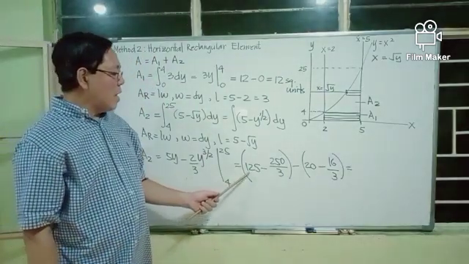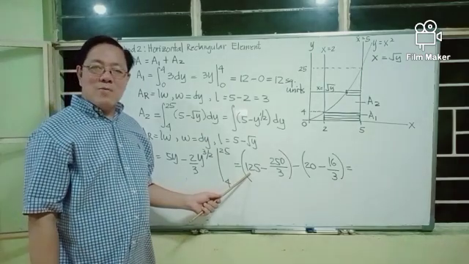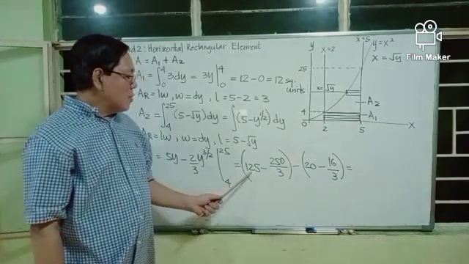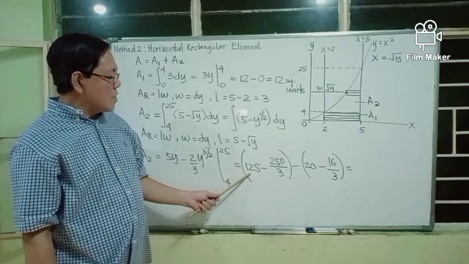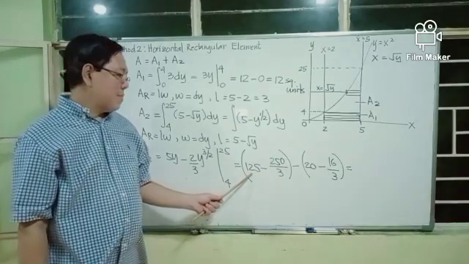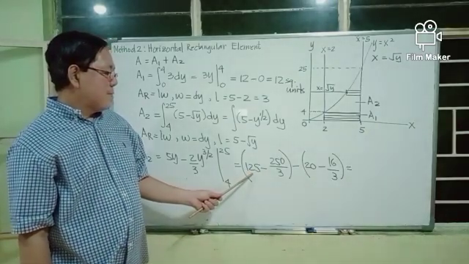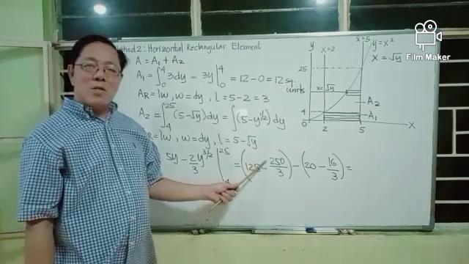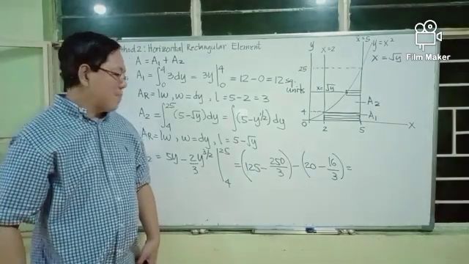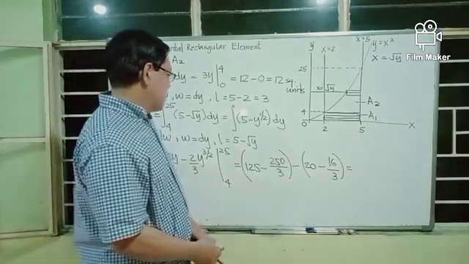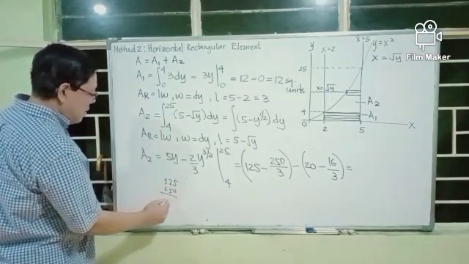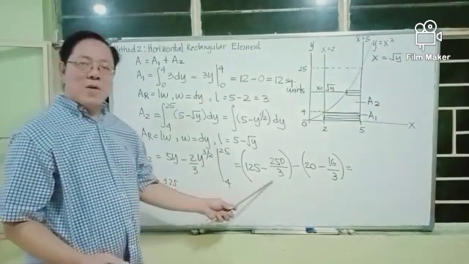We simplify 125. Multiply 125 by 3 over 3, so that common denominator is 3. 125 multiplied by 3 is 375. 375 minus 250 is 125 over 3.